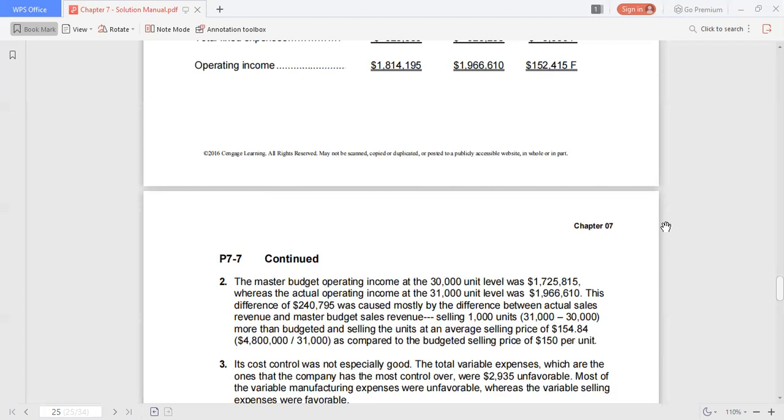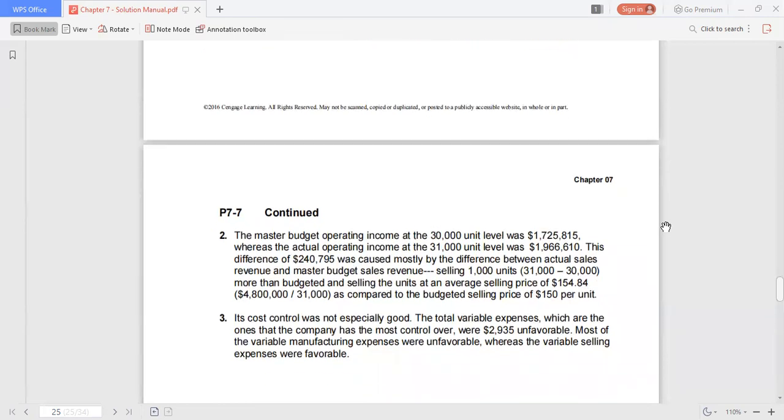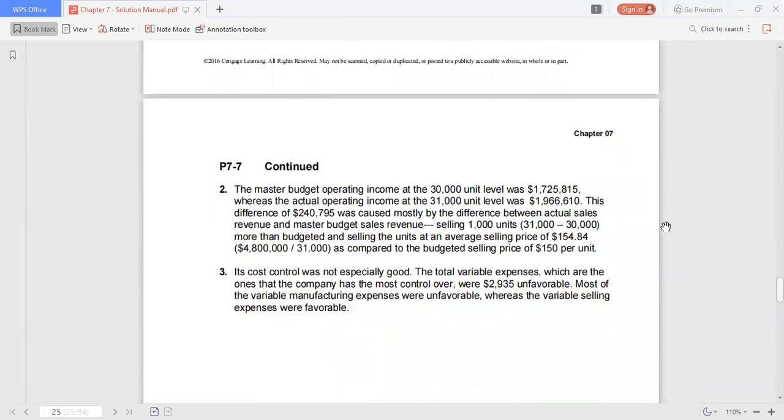Total variable expenses, which are the ones that the company has the most control over, were 2,935 unfavorable. Most of the variable manufacturing expenses were unfavorable, whereas the variable selling expenses were favorable. Now that's with regards to question number 3.